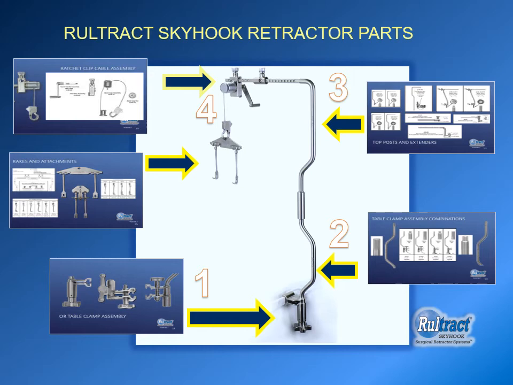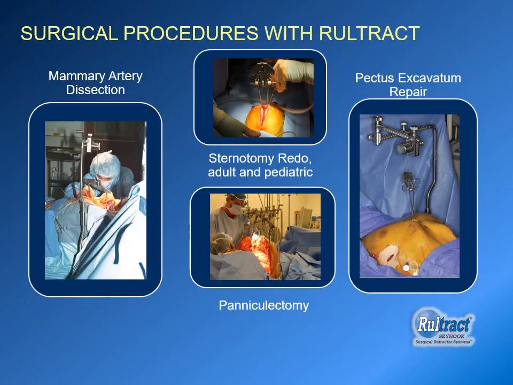Section 4 also includes then the rake plate attachments. There's single rakes, there's the rake plate for IMA, which is the one shown in the picture, and again allows for lots of various procedures where the Rultract can be used. And I'll just highlight a few of them here. Surgical procedures with the Rultract, the most popular is IMA dissection or mammary artery dissection.